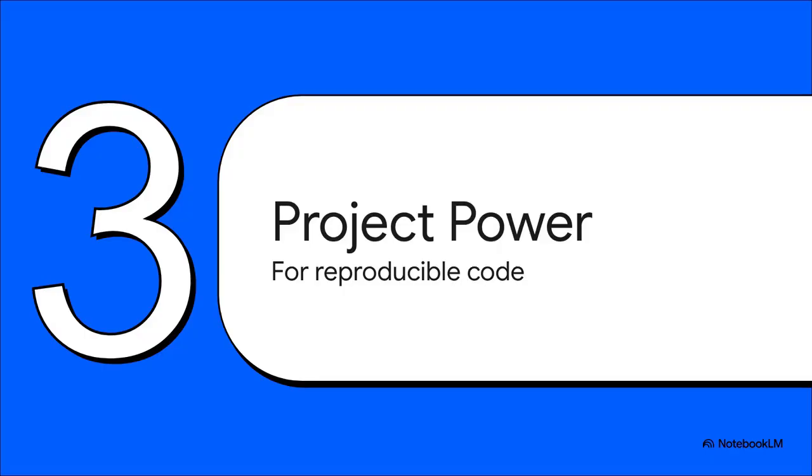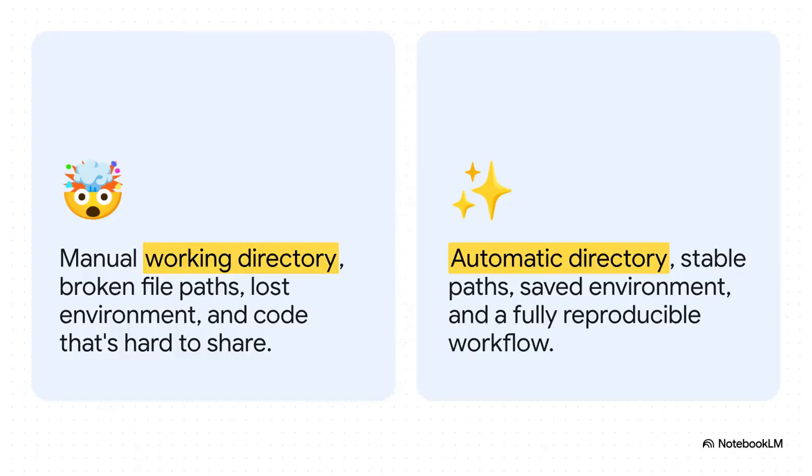Okay, I need you to pay close attention here. Of all the secrets we're covering today, this is, without a doubt, the most important one for writing clean, shareable, and error-free code. I'm talking about using RStudio projects. So on the left, you see chaos: manually setting your working directory with setwd, which breaks the second anyone else tries to run your script. File paths that just shatter if you move a folder, and that awful moment when you restart RStudio and your entire environment is just gone.